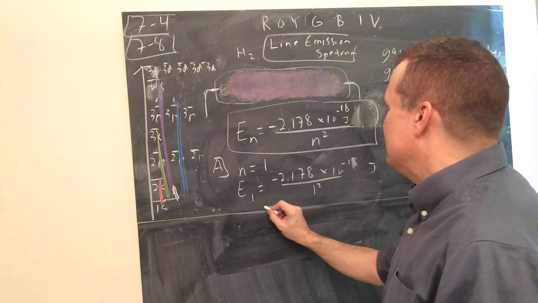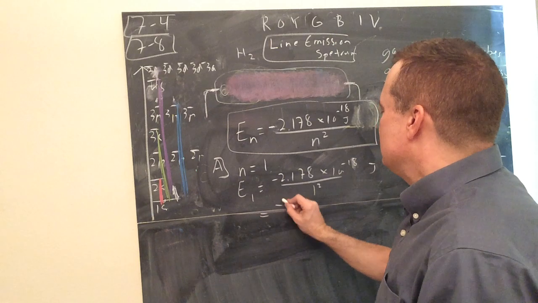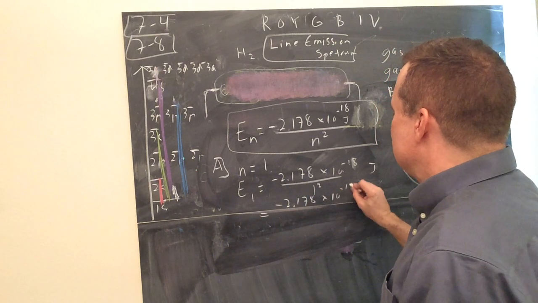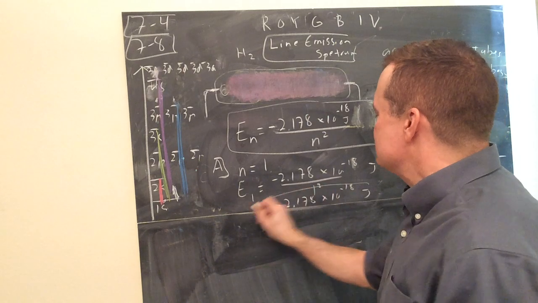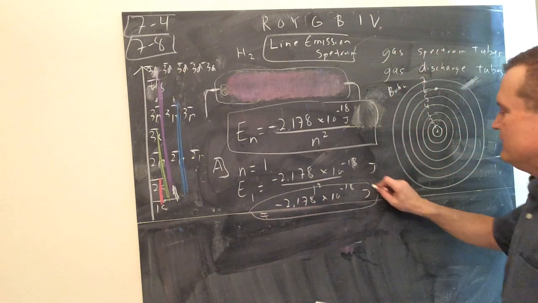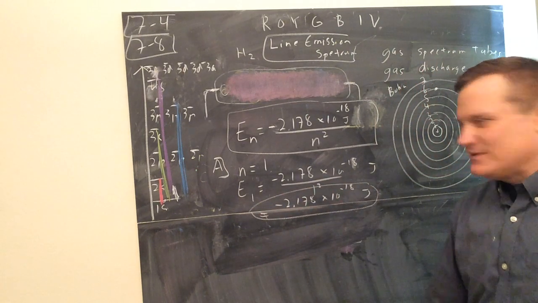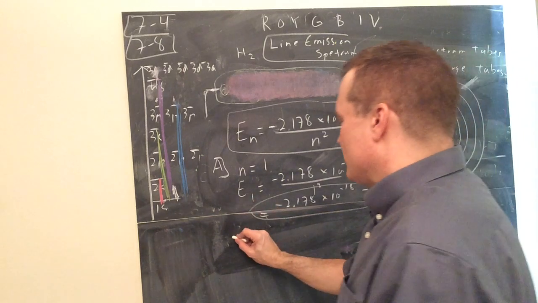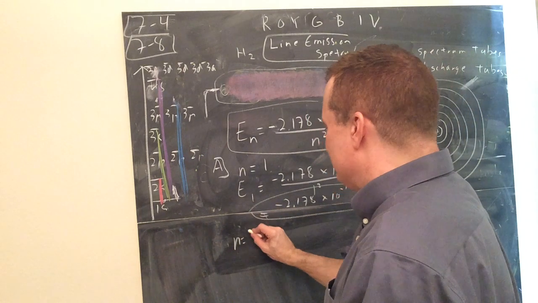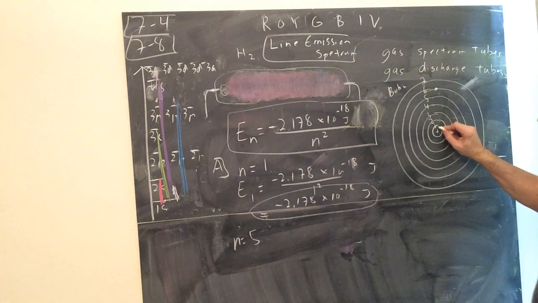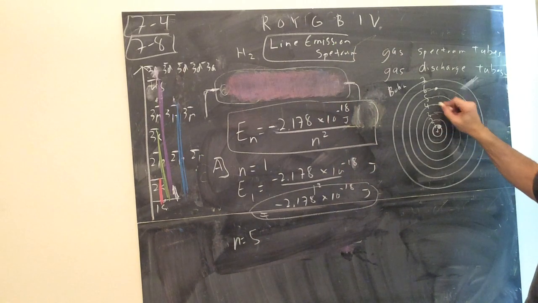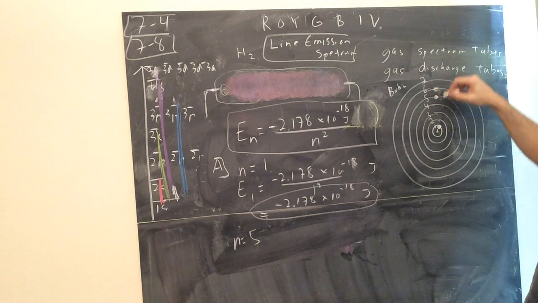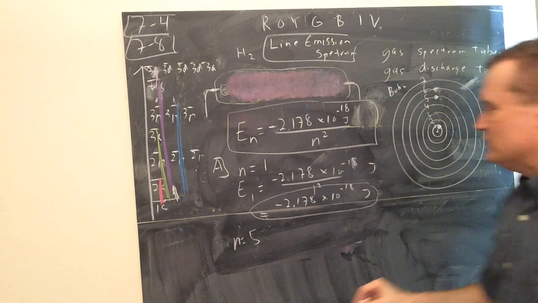So at level 1, it is negative 2.178 × 10^-18 joules. That's how much energy the atom has when the electron is in level 1. All right, for n equals 5, you were at level 1, 2, 3, 4, 5. Now you're at level 5. If the electron is at level 5, how much energy does it have relative to the nucleus?